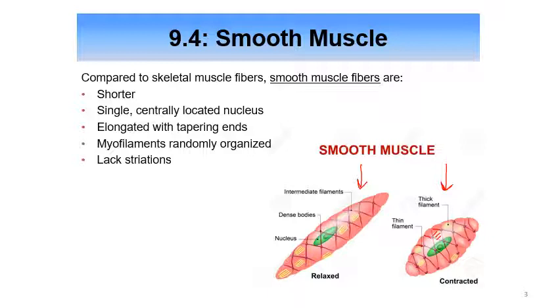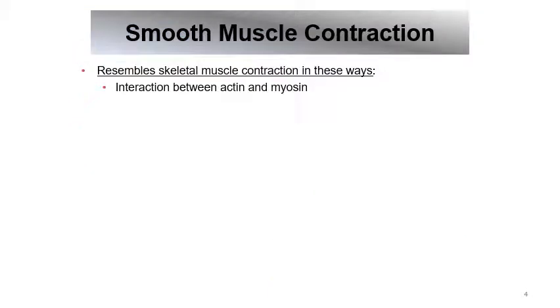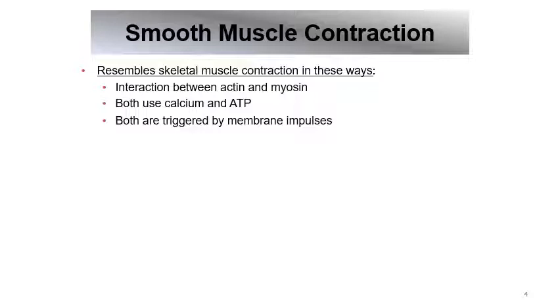If you remember, smooth muscle has no striations because the thin and thick filaments do not look the same as in skeletal muscle, so we're not seeing those lines here. Smooth muscle contraction is similar to skeletal muscle contraction. There is still an interaction between actin and myosin. They still have to attach to each other. Still, calcium is used and ATP is used. Membrane impulses, meaning nerve signals, are activating or causing contractions.